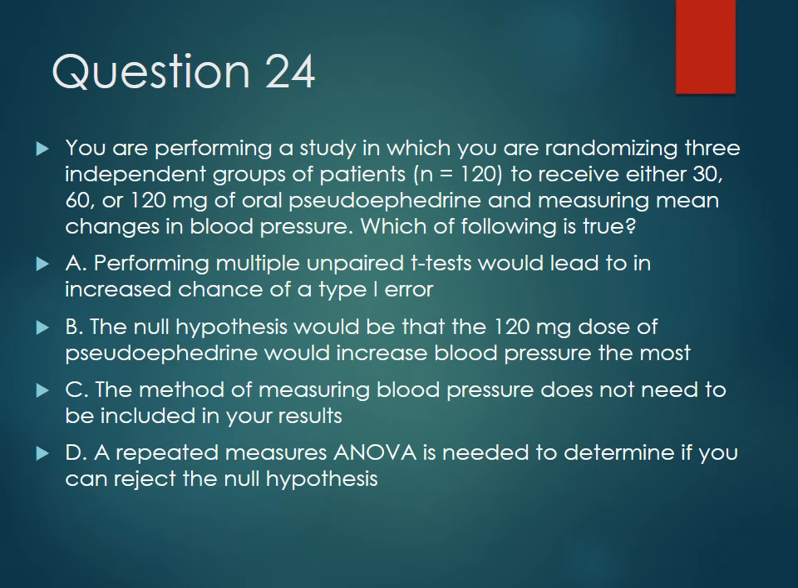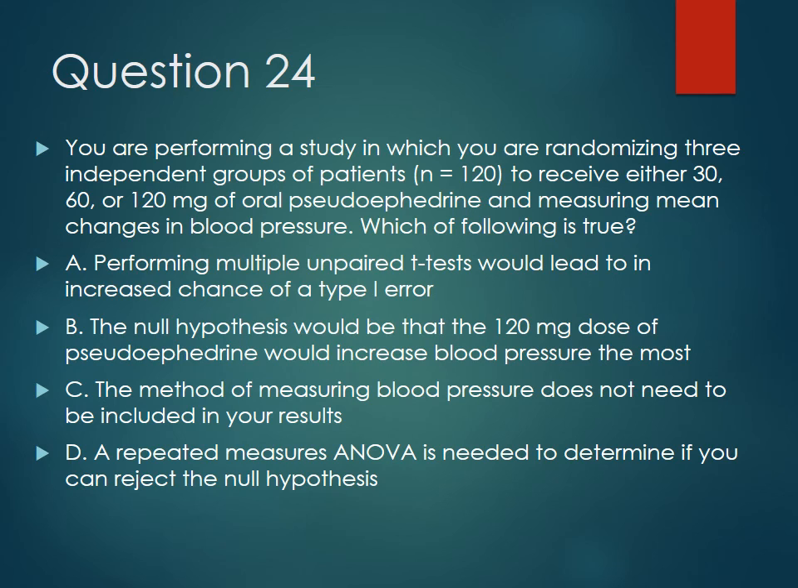Saying that the null hypothesis would be that a 120 milligram dose of pseudoephedrine would increase blood pressure the most. You can automatically rule this out because in this situation the null hypothesis would be that whether you receive 30, 60, or 120 milligrams of oral pseudoephedrine, you should have the same change in blood pressure. There really should be no difference between the three groups here. So you can already rule out B as being false.